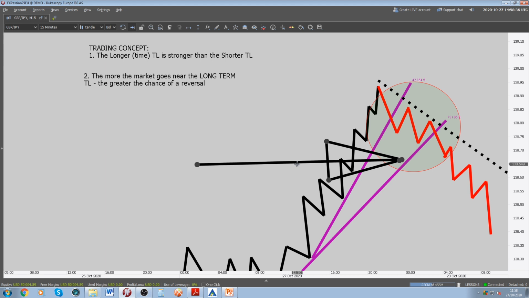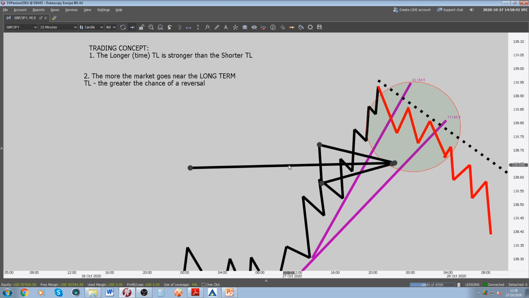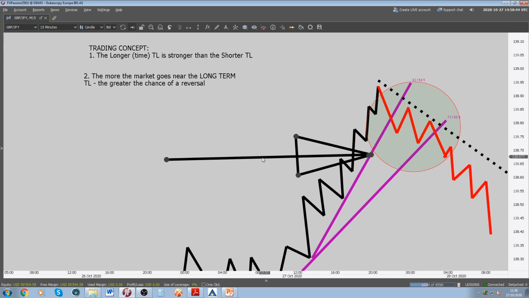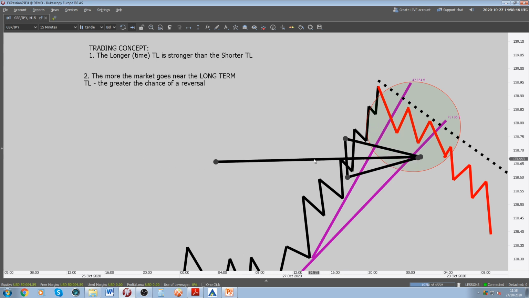So Tarek has a great question. Why do we need to draw the 3 trend lines? And here is the answer. If you don't have the 3 trend lines, what would you do up in here? Would you go long or would you go short?